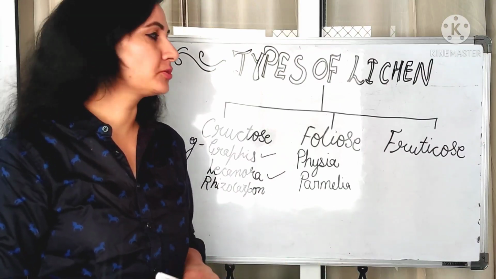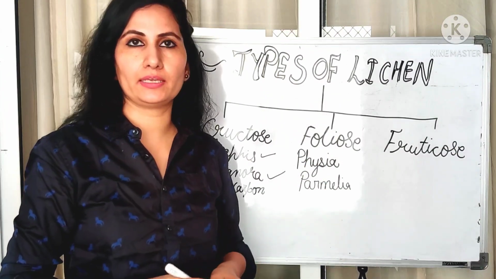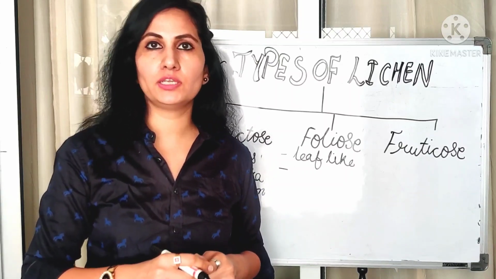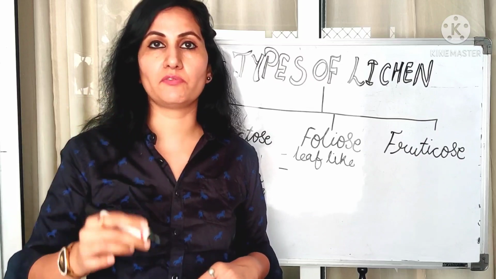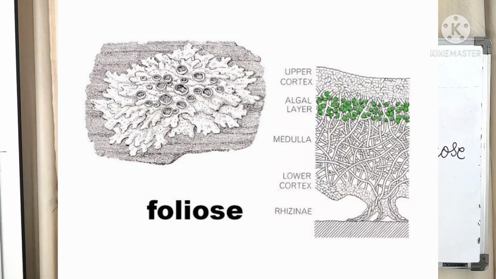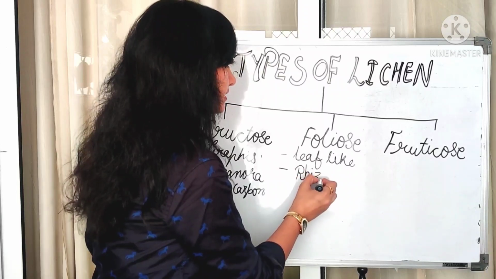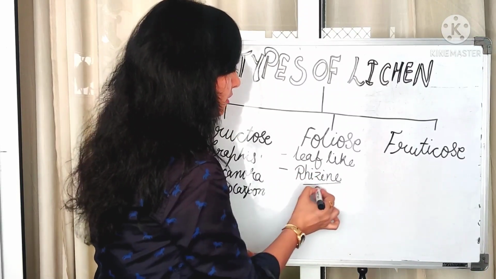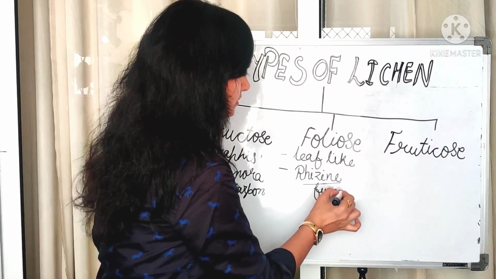Now next we are going to talk about the foliose type of lichen. Foliose lichen have leaf-like thalli. Their margin has several lobes in it. A part of it has thread-like structures. These thread-like structures are known as rhizine. Rhizine are made up of fungal hyphae.